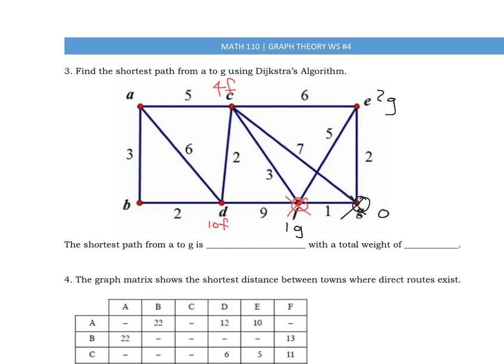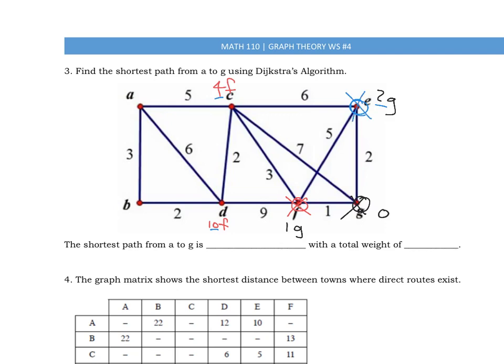Okay, so between these three distances, 2 is my smallest, so I'm going to mark E as current. So 2 plus this 6 is not any better than that 4, so I will not replace it. 2 plus 5 is 7, which is certainly not better than the 1, and I will not replace it. So E, vertex E, was a little bit useless, so I will mark that out.